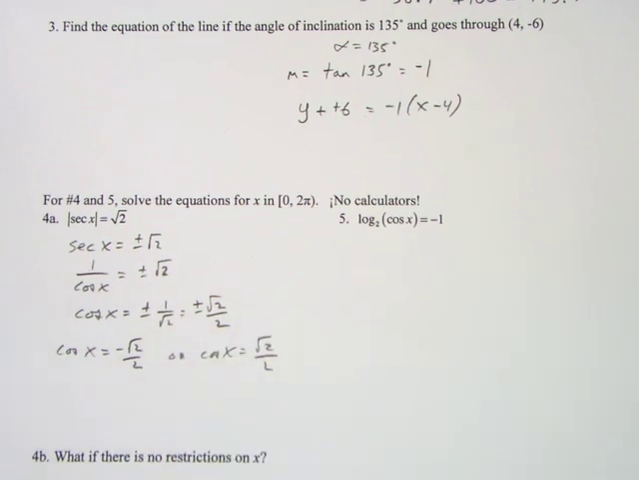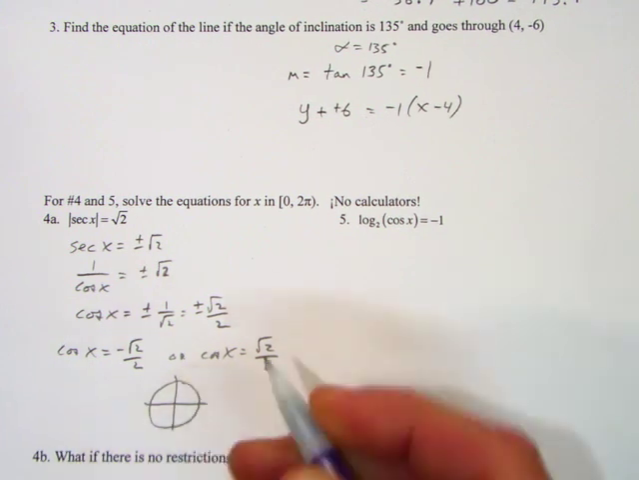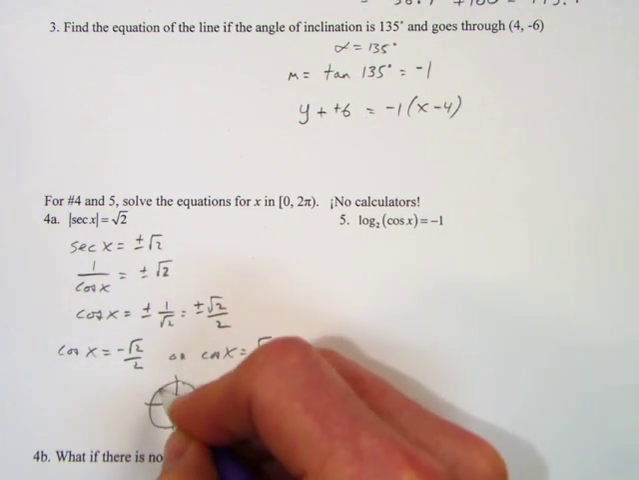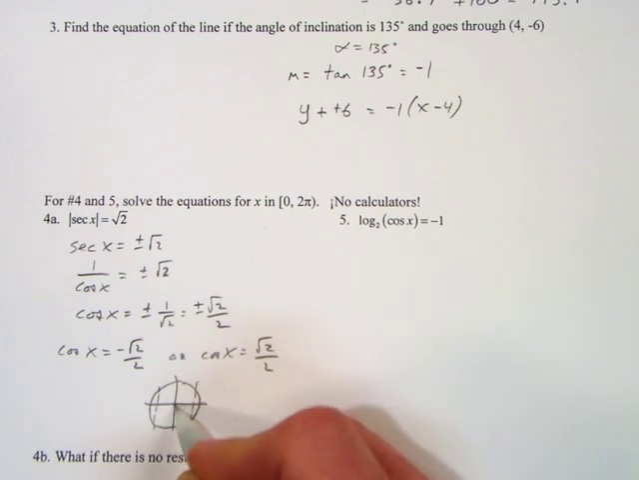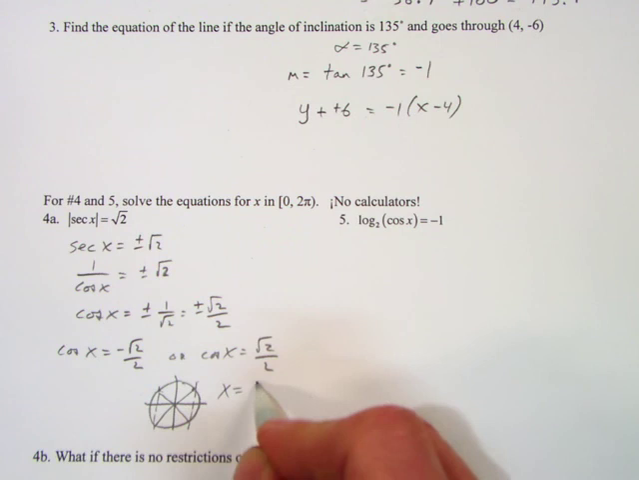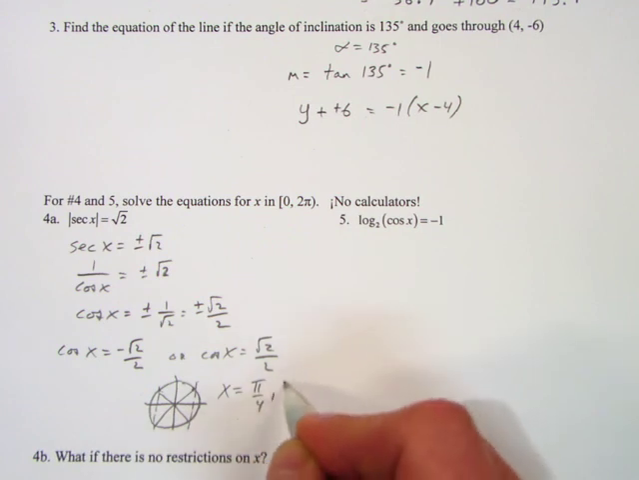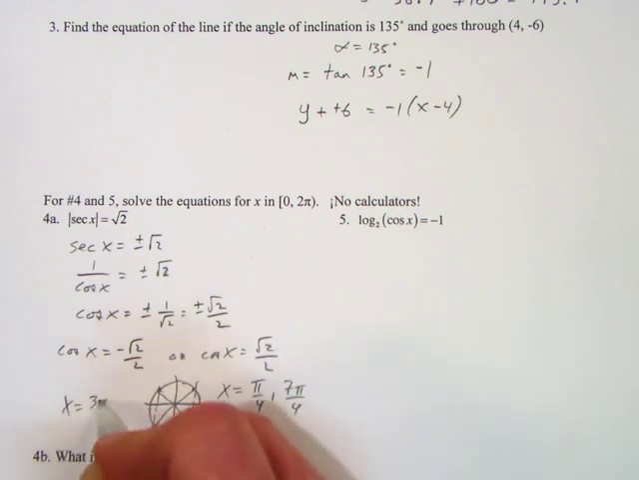What's the next thing we should do? Unit circle. We have negative root 2 over 2 is about negative 0.7, and we have about positive 0.7. So we have a bunch of answers here. Now what are these answers? This first one, x equals pi over 4. And then we have 7 pi over 4. Those are the solutions to the positive side. And on the negative side, x equals 3 pi over 4 and 5 pi over 4.